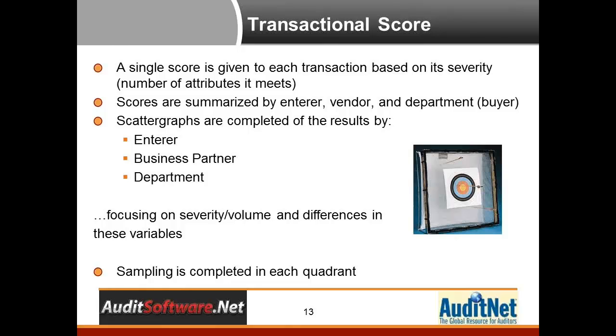And building a transactional score around those queries so that you can find those journal entries that show up on the most reports. So in a transactional score, you're giving a single score to that transaction or to a journal entry based on the number of reports that it meets. And you could summarize it by entered, by department.